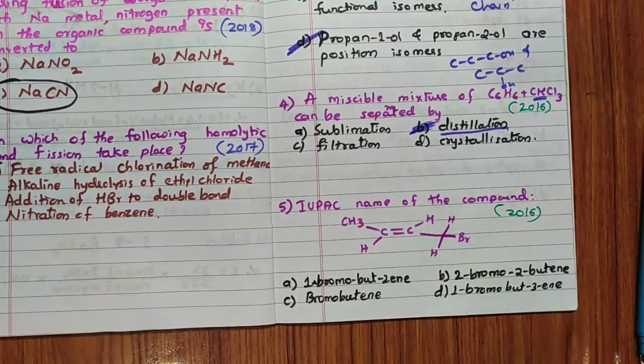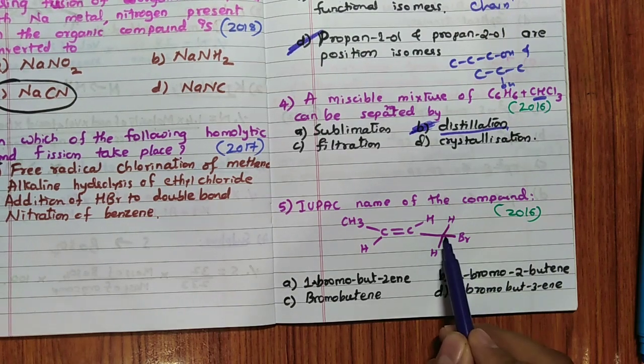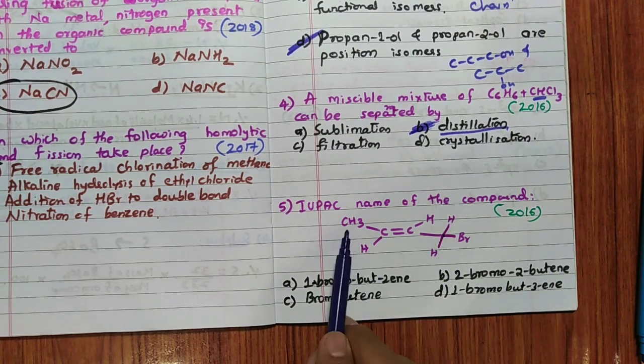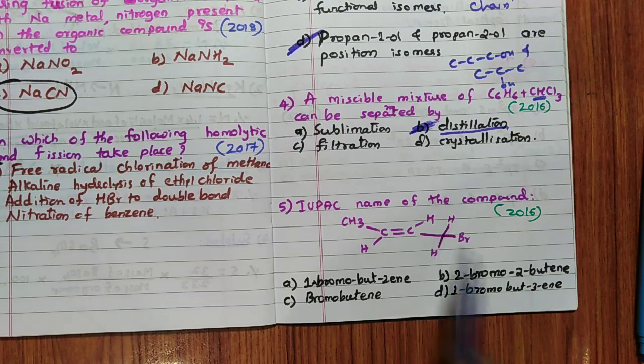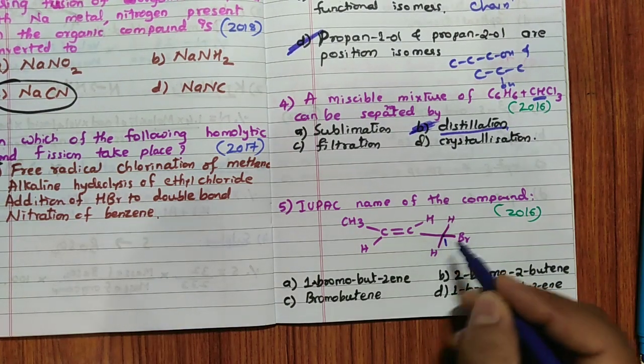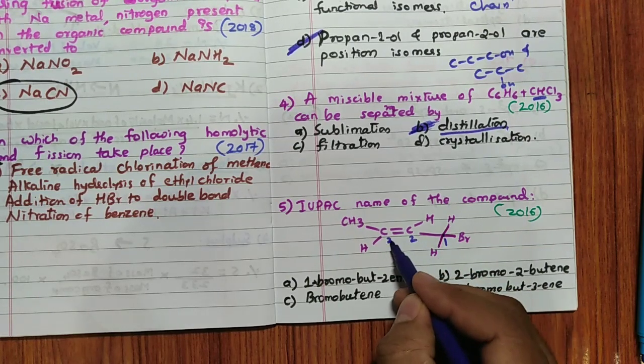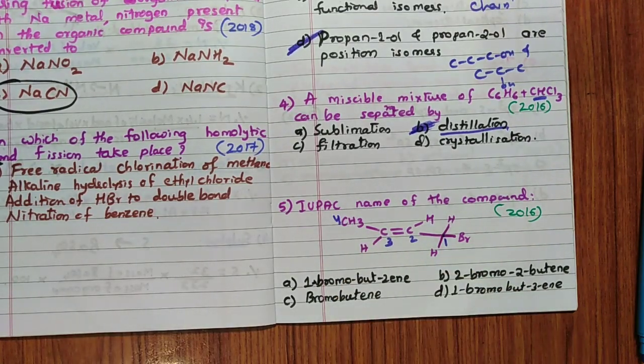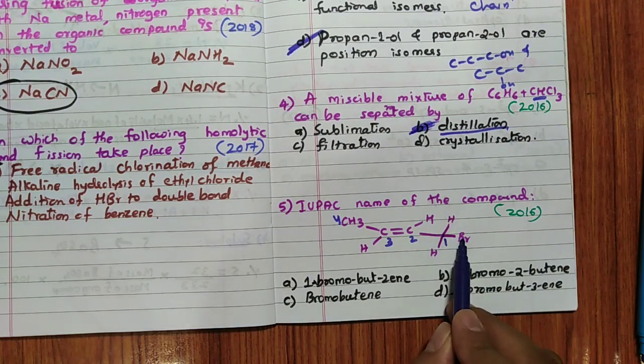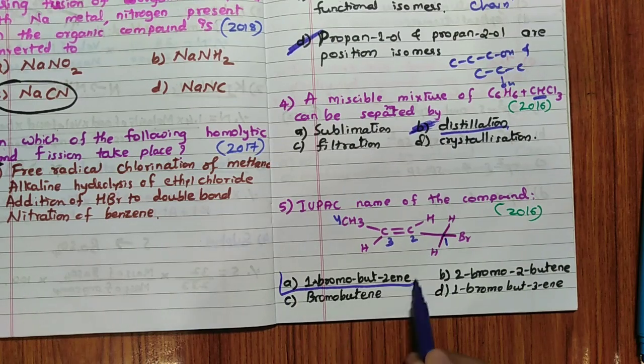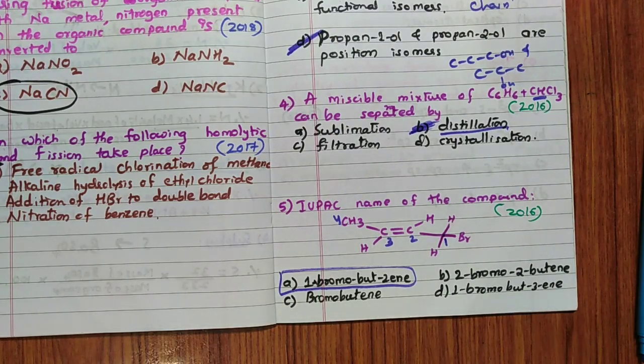What is the IUPAC name of this compound? How to start the numbering? Numbering could start from 1, 2, 3, 4, but from here you have to number, because the first carbon has Br. So numbering 1, 2, 3, 4. Then remember, 1-bromo, but at carbon 4, 2-yne. So the answer is A. 1-bromo, but-2-yne.